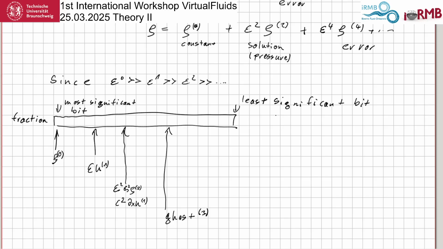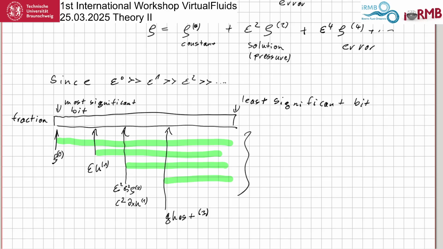Now, problem being, in the other color, these are the number of bits that each of the quantities can actually use. So this is the effective number of bits available for each quantity.